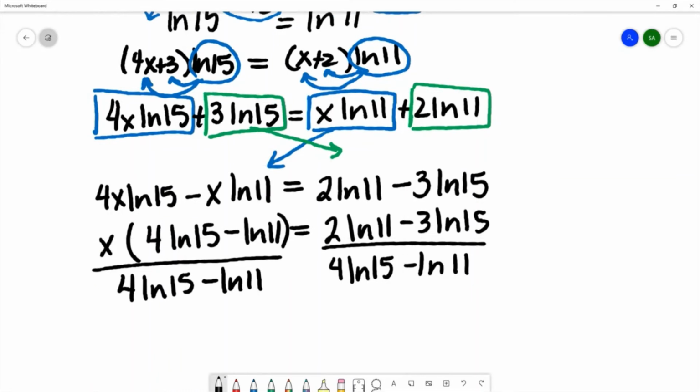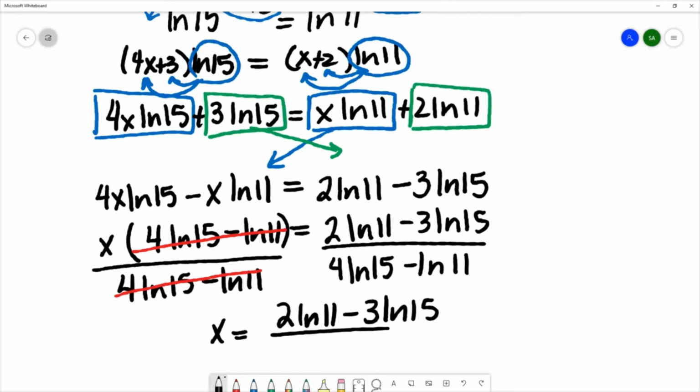On the left-hand side, the 4 natural log of 15 minus natural log of 11 cancels, leaving me with x. And on the right-hand side, I'm left with 2 natural log of 11 minus 3 natural log of 15 divided by 4 natural log of 15 minus natural log of 11. So this is my final answer. This is the exact answer.